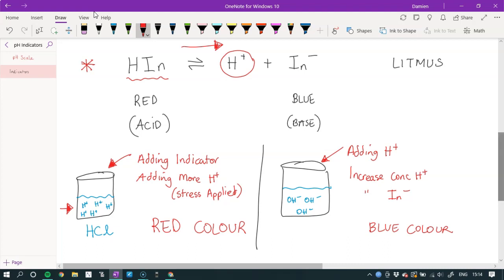So that explains why when you put a litmus indicator into an acid or a base, it gives you a red or blue color. Again, all of this is on the Leaving Cert course and is important for you to know.